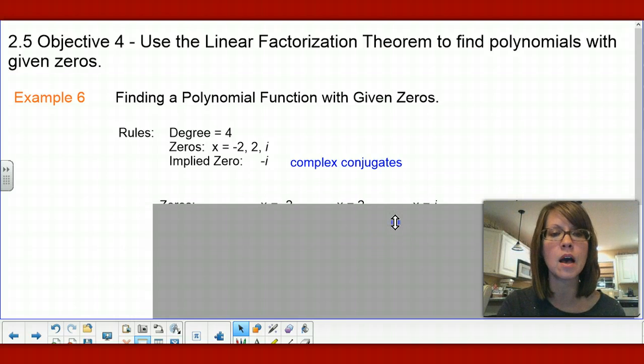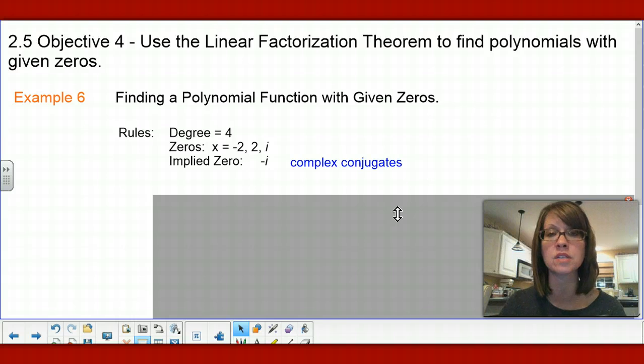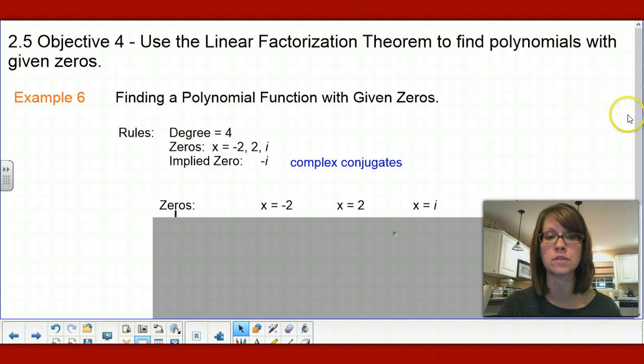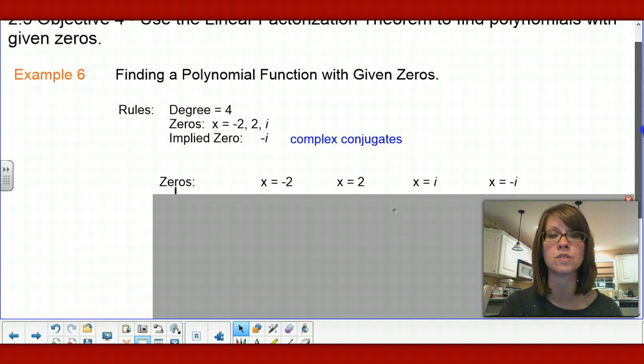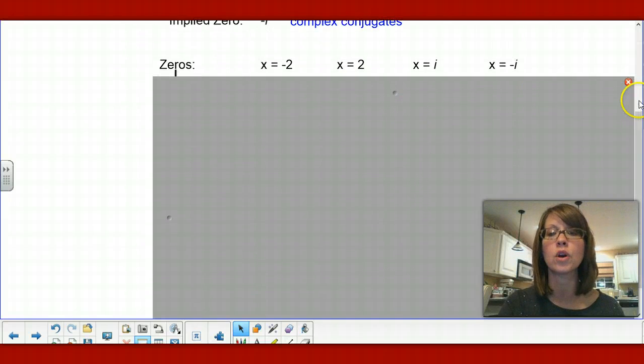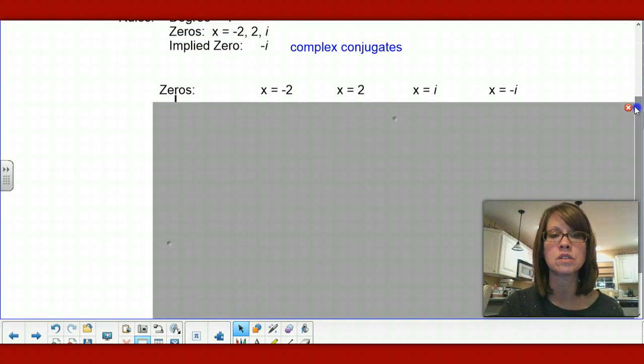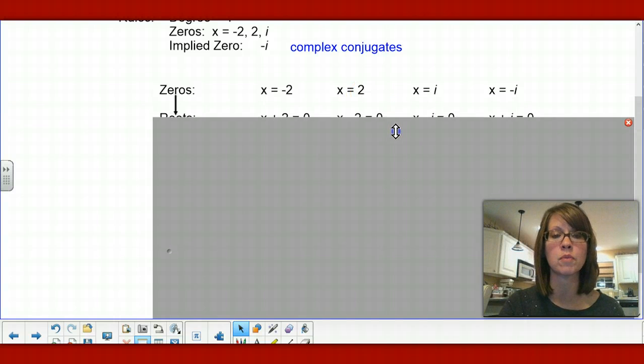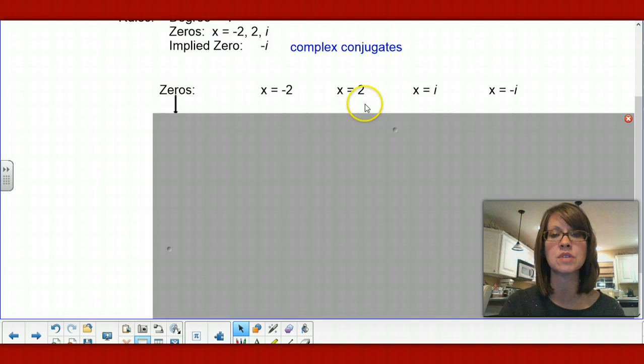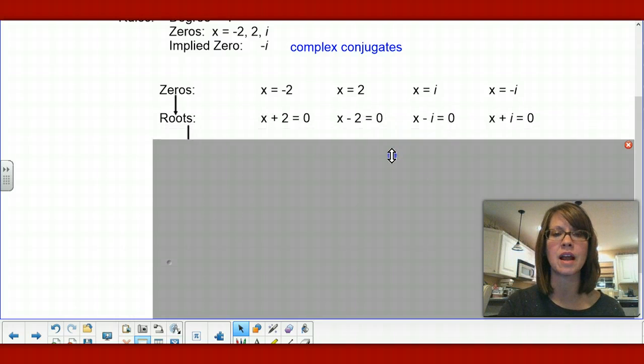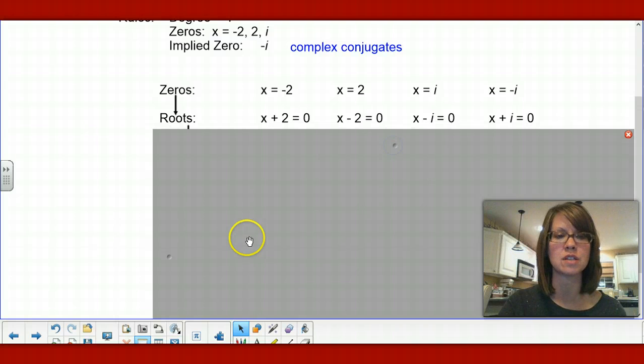Okay. So what we're going to do is work backwards like we did last year with quadratics. We're going to start with the zeros: x equals -2, x equals 2, x equals i, and x equals -i. We're going to change those zeros into factors. Remember, we take these zeros, these roots, and we make them equal 0. Okay, and I even wrote roots. I'm sorry, I didn't mean roots, I meant factors. That should say factor right there, not roots.